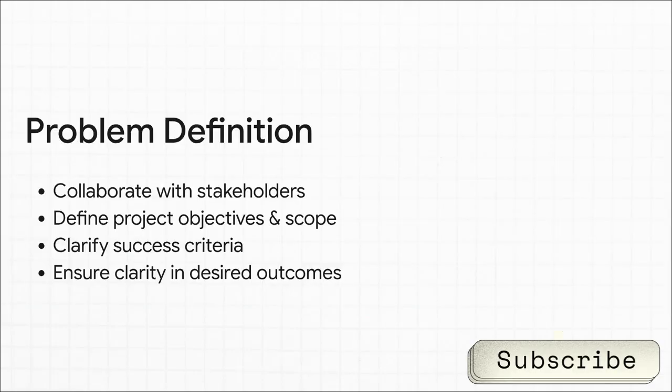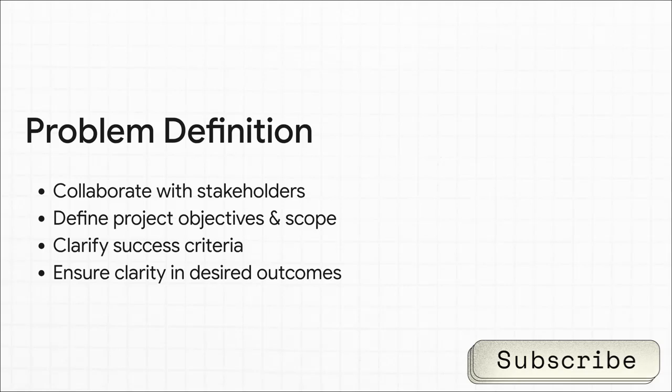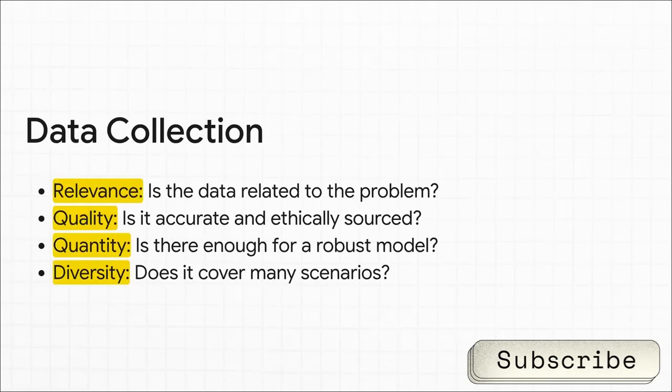Problem definition is literally the blueprint for your entire project. This is where you're in the room with all the stakeholders asking those crucial questions. What business problem are we really trying to solve here? And what does a win actually look like? Getting this right from the start is so important because it stops you from building a totally brilliant solution to the wrong problem. Okay, blueprint's done.